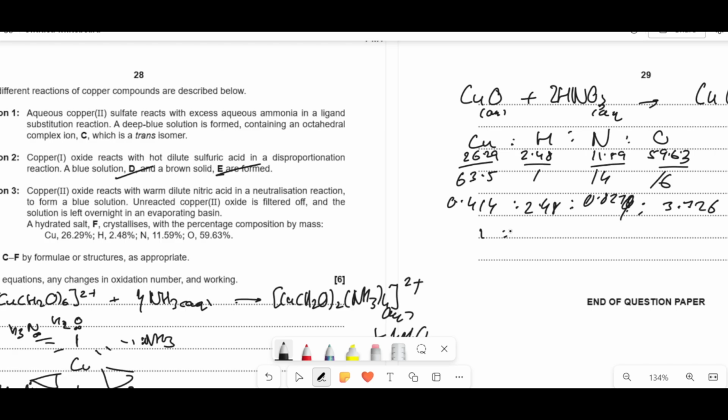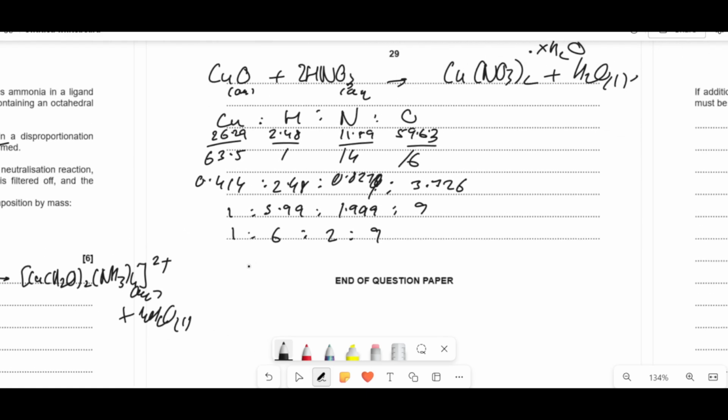And then if we divide by the smallest number, we get 1. 2.48 divided by 0.414 gives us 5.99, and then if I do the next one, which was 0.8279, that gives us 1.999, and then if we do the 3.726, we get 9. So that means it's going to be 1 to 6 to 2 to 9. So then you just look at what you've got and then what's left over, and that should be it. So Cu(NO3)2, right? So that means we've dealt with the Cu, we've got all those N's gone, and we've lost 6 of those. We have 3 O's left. So that means it's got to be 3H2O. That's it. And you can check with the atoms and they all add up.